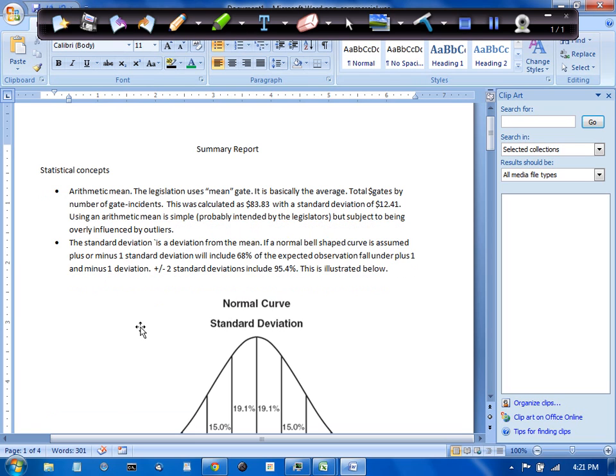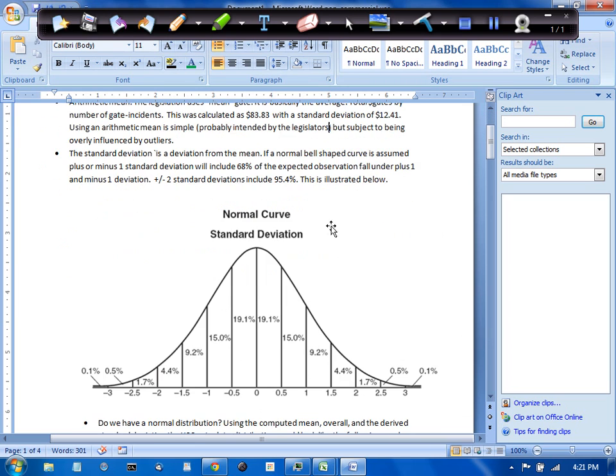The standard deviation is a deviation from the mean if a normal bell-shaped curve is assumed, and that's what I'm looking at. How normally is our data distributed? Plus or minus one standard deviation will include 68% of the expected observations, and plus or minus two standard deviations, we expect to see 95.4%.